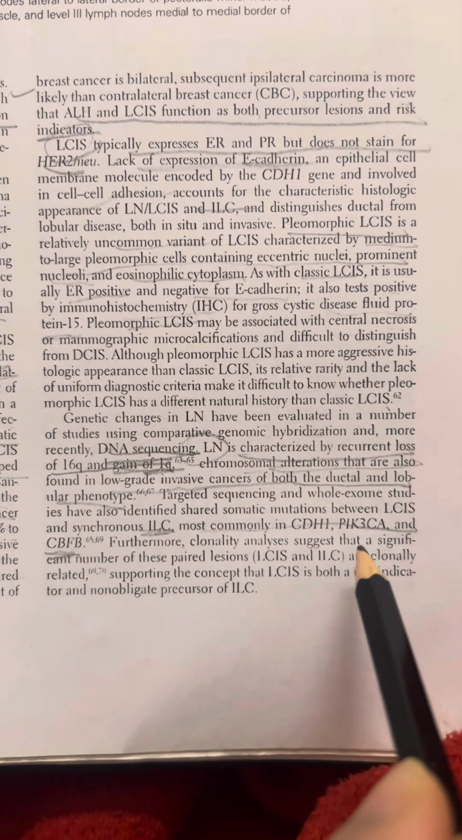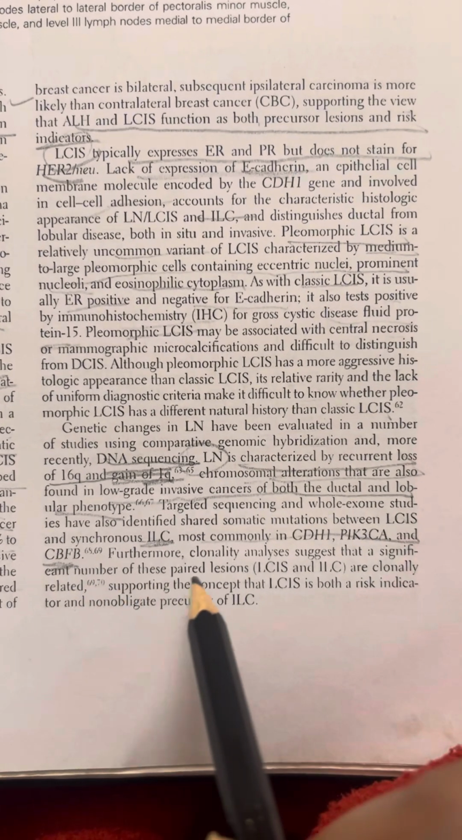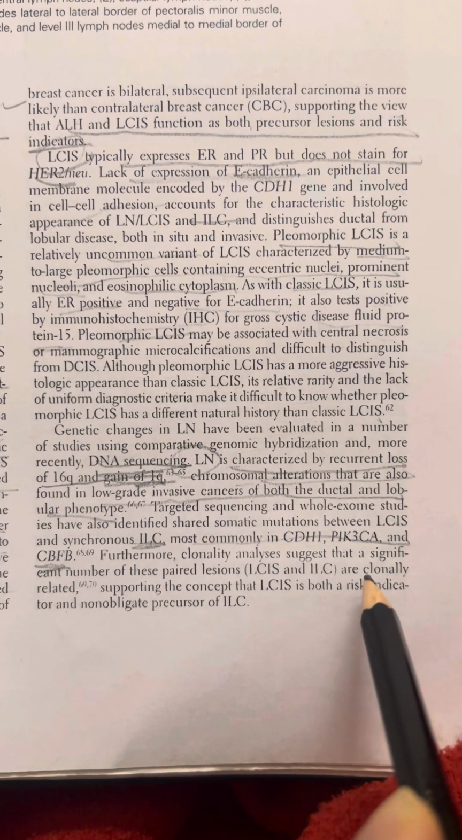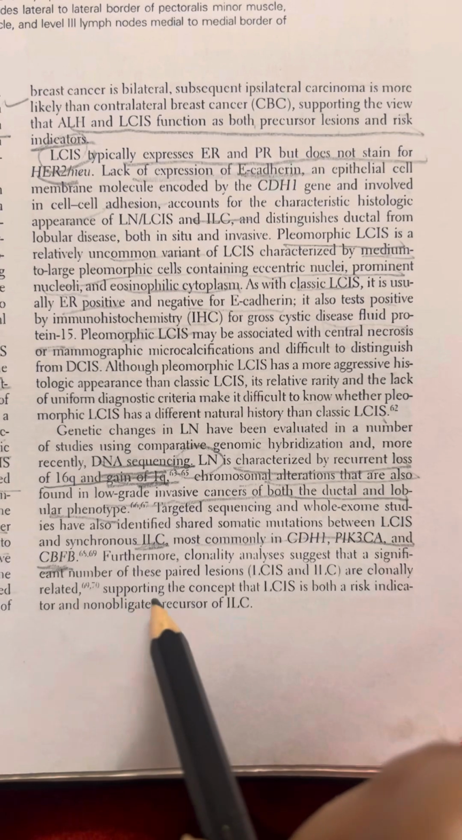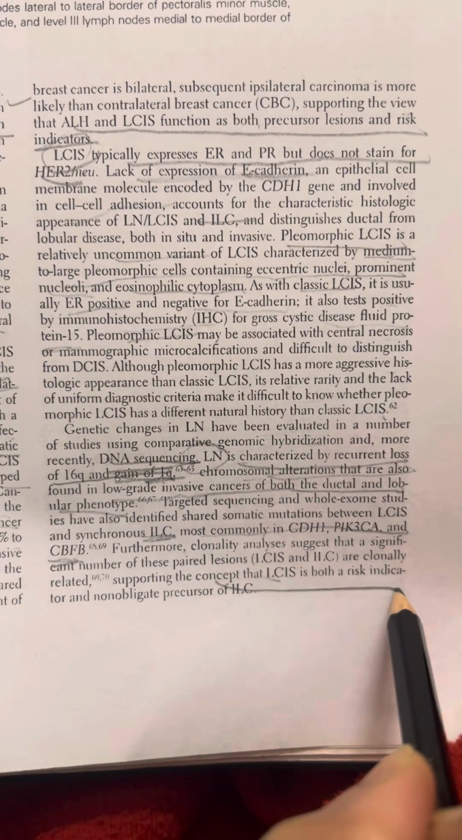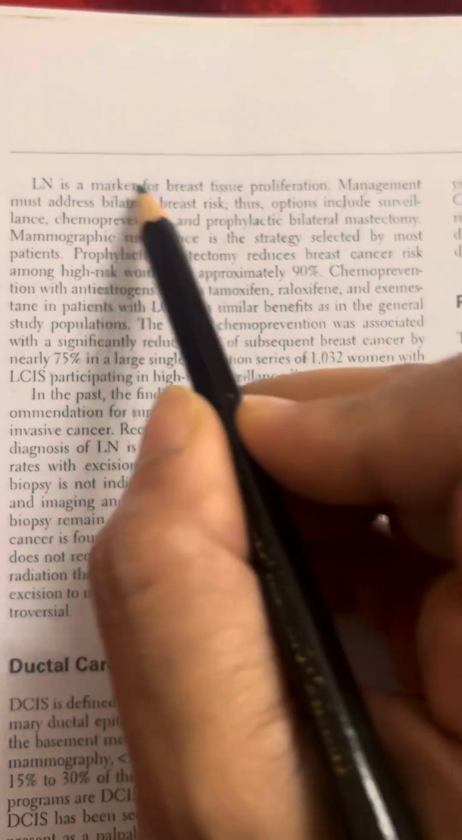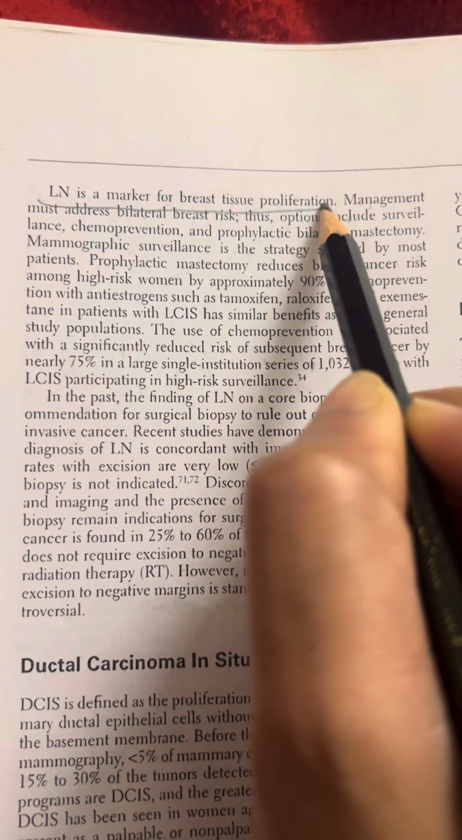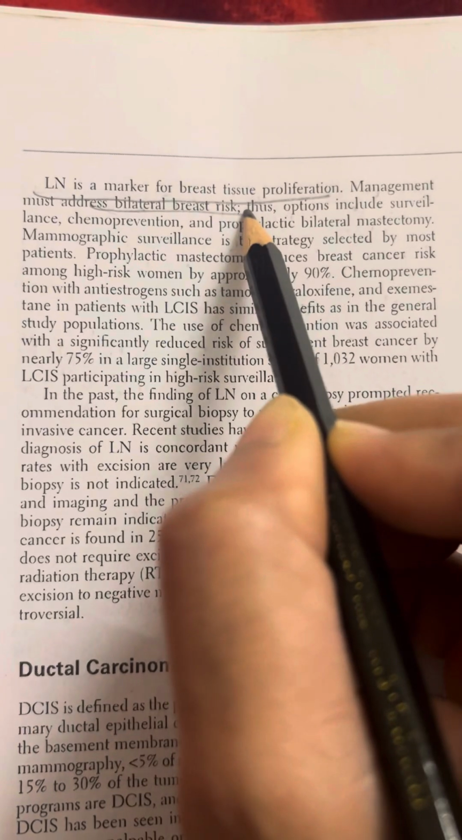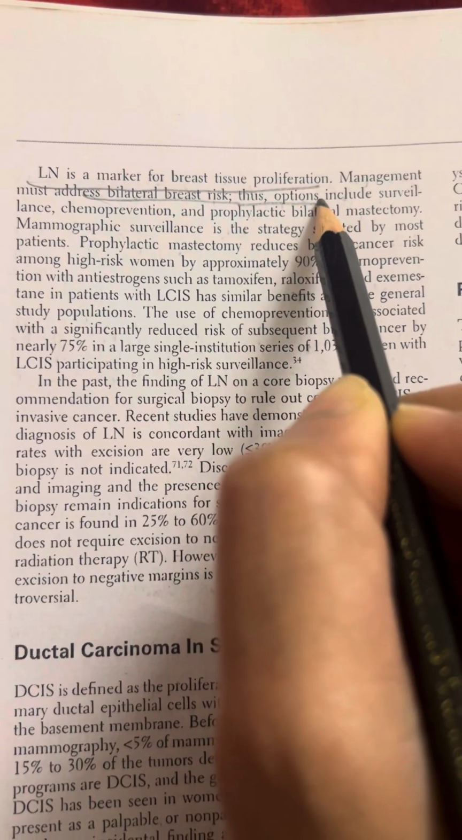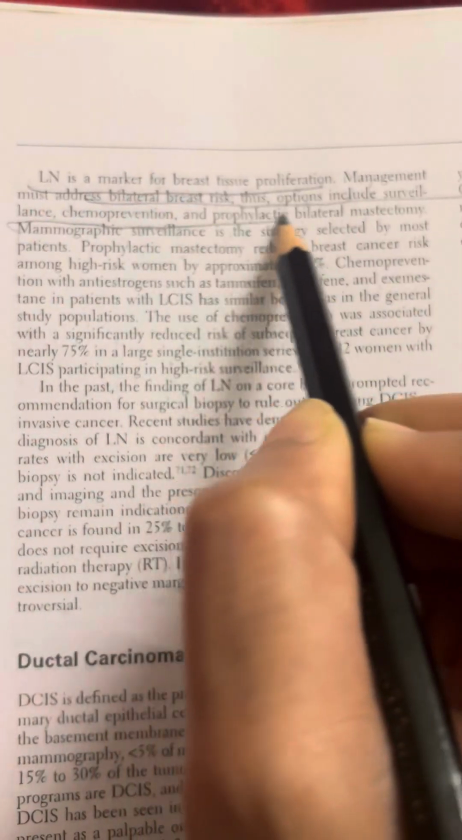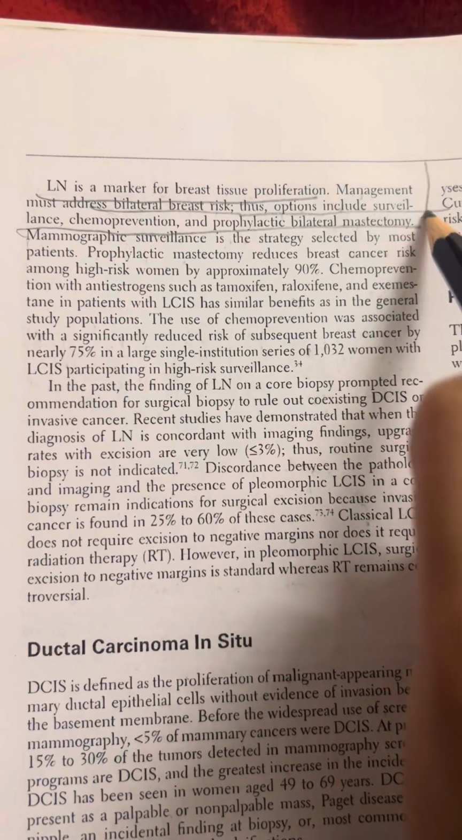Further clonality analysis suggests that a significant number of these paired lesions, LCIS and invasive lobular carcinoma, are clonally related, supporting the concept that LCIS is both a risk indicator and a non-obligate precursor of invasive lobular carcinoma. So lobular neoplasia is a marker for breast cancer risk, and management must address bilateral breast risk. Thus options include surveillance, chemoprevention, and prophylactic bilateral mastectomy.